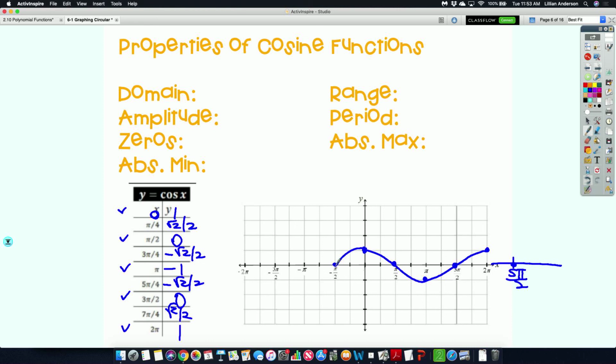What about at negative pi? Negative 1. What about negative 3 pi over 2? 0. What about negative 2 pi? 1. Do you see the pattern? It is a periodic function, which means it's going to repeat that same process after a certain interval, a certain period. Will it ever stop? No. So what's the domain? Negative infinity to positive infinity, or the set of x values such that x is an element of all real numbers. I use both because I don't want you to forget about it. Okay? The range.